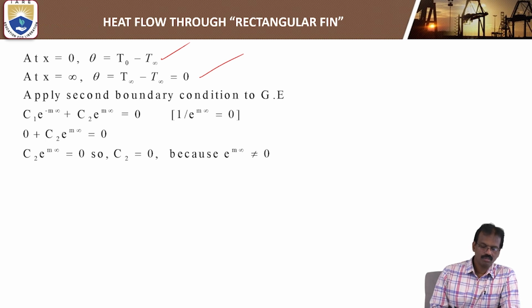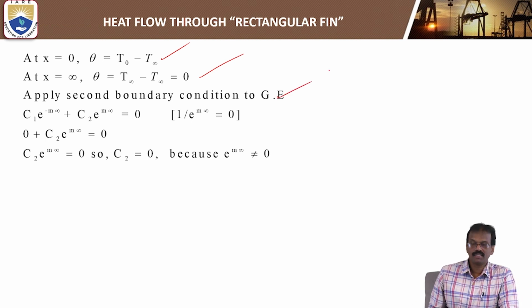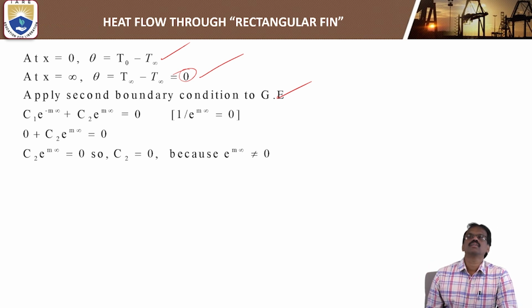Here we are applying the second boundary condition first of all. What is the second boundary condition? At x is equal to infinity, theta is equal to T infinity minus T infinity, so that will be 0. The temperature difference is equal to 0 because the end temperature of that fin is equal to atmospheric temperature.